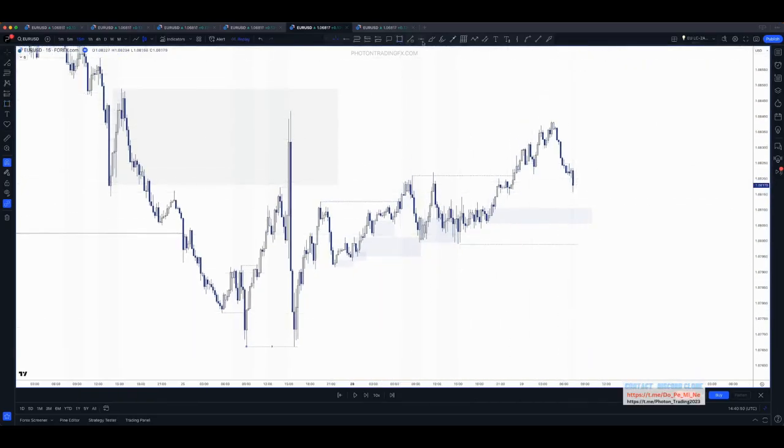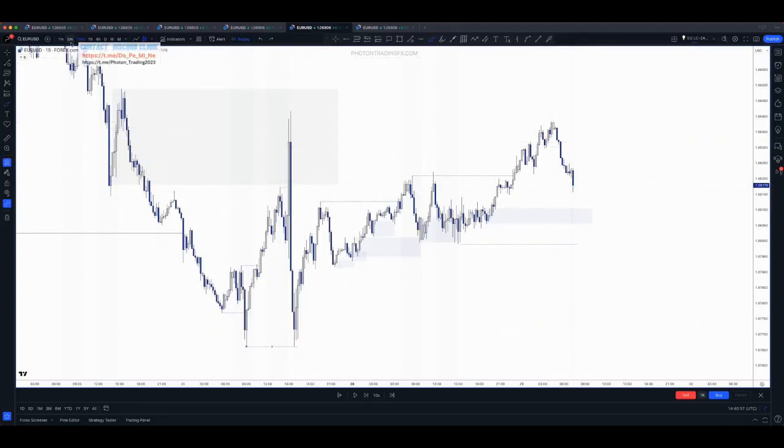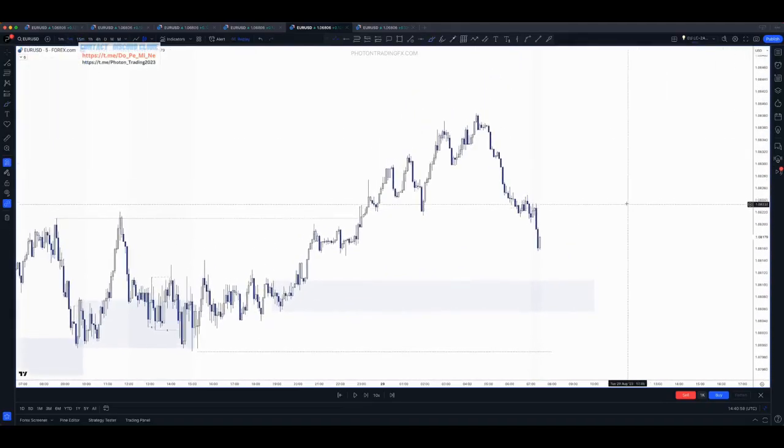Not high probable. And also, where do you not want to be trading? In the middle of the range, just a place to stay out. Ideally, you want to be shorting here and buying down here, not in the middle. But again, we'll do one last position and let's just see.